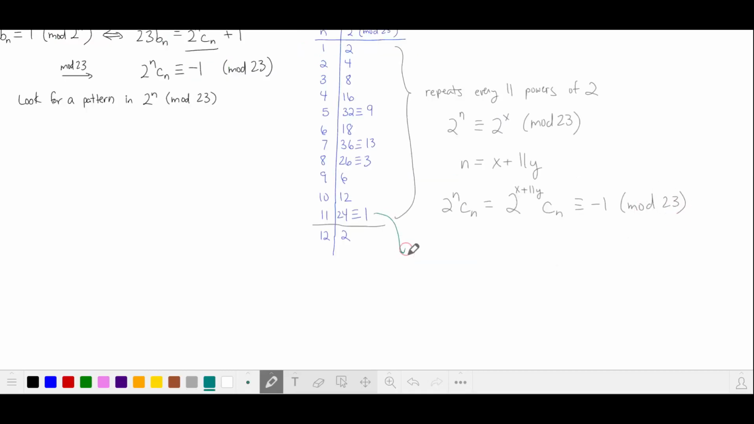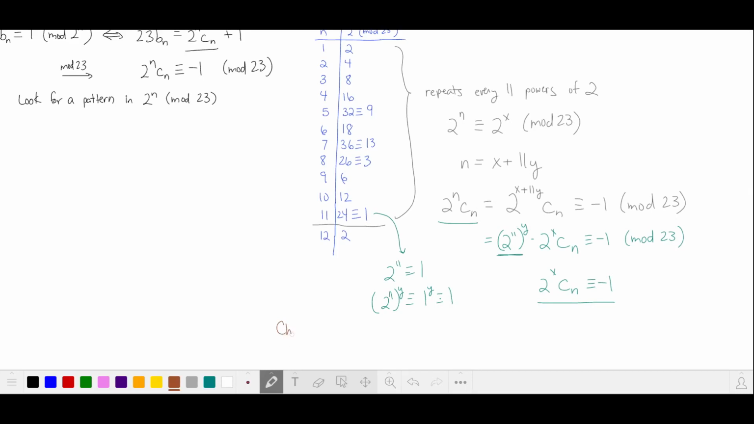We notice from this line that 2 to the 11th power is equivalent to 1 in mod 23. So let's expand this exponent here. We can rewrite this as 2 to the 11th power raised to the y times 2 to the x. Since 2 to the 11th is equal to 1, 2 to the 11th raised to the y power is equivalent to 1 to the y power, which is 1. So I can replace this first factor with 1. So indeed, if 2 to the n is equivalent to negative 1, then 2 to the x, which came 11 before it, is also equivalent to negative 1.